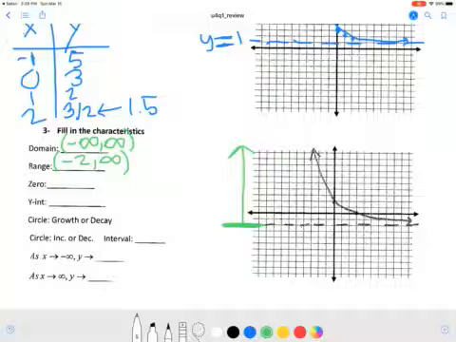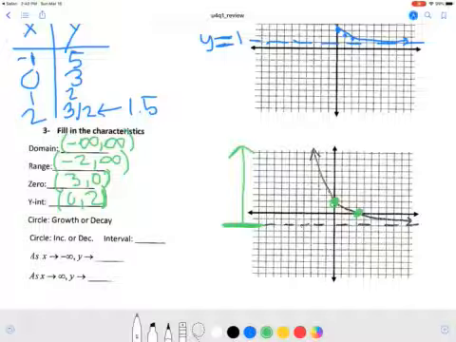My zeros are also my x-intercepts, where it crosses the x-axis. I have 1, which is at 3, 0. Stylus. This is not working too great. And then from here, we have a y-intercept that crosses the y-axis. That is going to be at 0, 2.